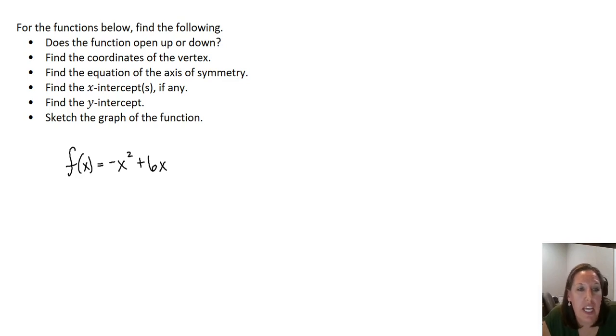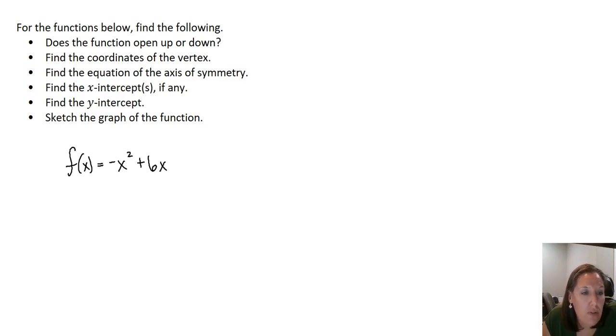Hello, in this video we're going to take a look at sketching the graph and finding different components of the graph of quadratic functions. Alright, so for each of these functions below we are going to ask the question, does the function open up or down? We're going to find the coordinates of the vertex, the equation of the axis of symmetry, the x-intercepts if they exist, and the y-intercept. And then we're going to put all of that together to sketch the graph of the function. All right, our first example, we have f of x equals negative x squared plus 6x.